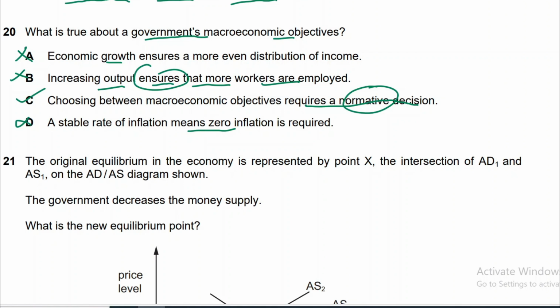And option D is a stable rate of inflation means zero inflation is required. Stable inflation doesn't mean that inflation should be zero, rather it should be maybe 2%, 3%, and it should remain the same in subsequent years, or there may be a little change. For example, if initially there was 2% and in the next year the inflation rate increases to 2.1%, then it works and it shows stability, right? So there is a little fluctuation in the price level. It doesn't mean that if inflation was initially 2%, it must remain 2% next year as well.